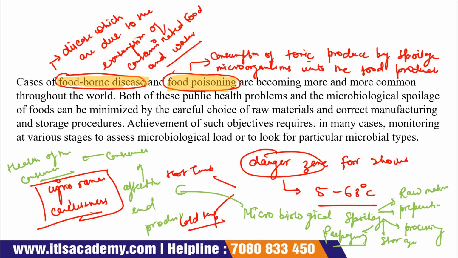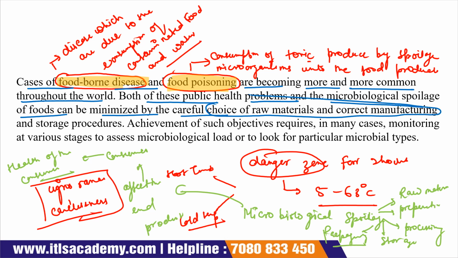Cases of foodborne diseases and food poisoning are becoming more and more common throughout the world. Both of these public health problems and the microbiological spoilage of the food can be minimized by careful choice of raw material and correct manufacturing and storage procedure. Now, how do we minimize all these things? When we correct these things, then ultimately the microbial spoilage will also be corrected.